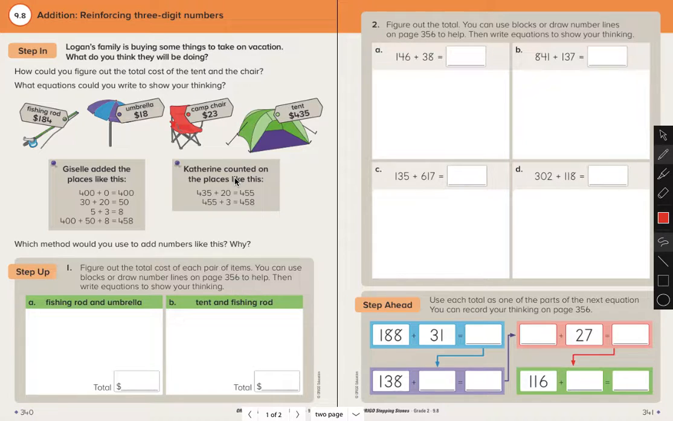If not, then we're going to start with the step in. So I'll read it to you. How could you figure out the total cost of the tent and the chair? What equations could you write to show your thinking? So let's see. We have our tent and our chair. Giselle and Catherine did it out for us. So I would like you to take a minute, and you can pause the video if you want some more time to think about it, to look at Giselle's work first. What did she do?